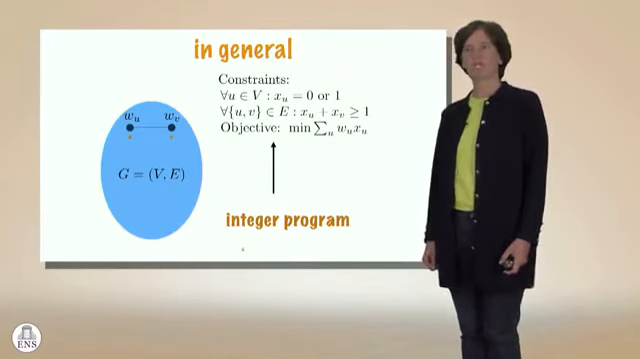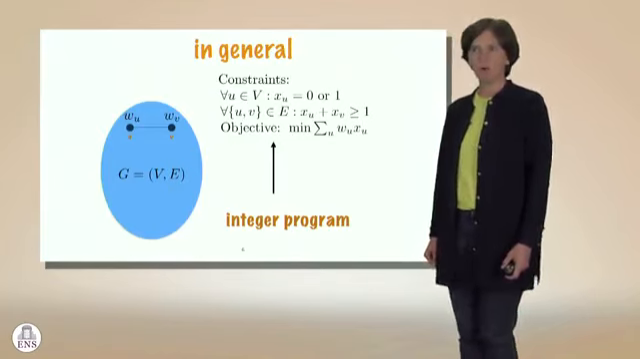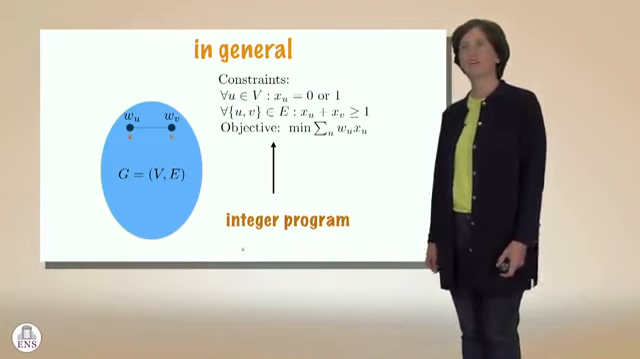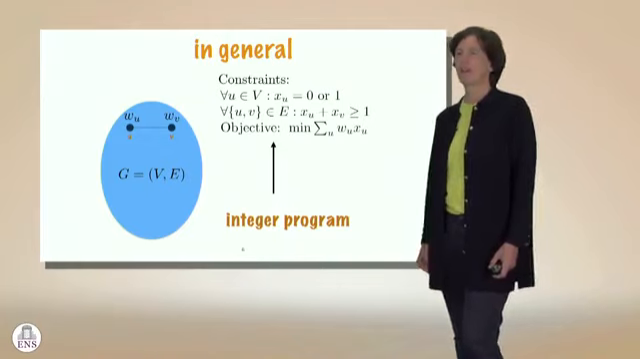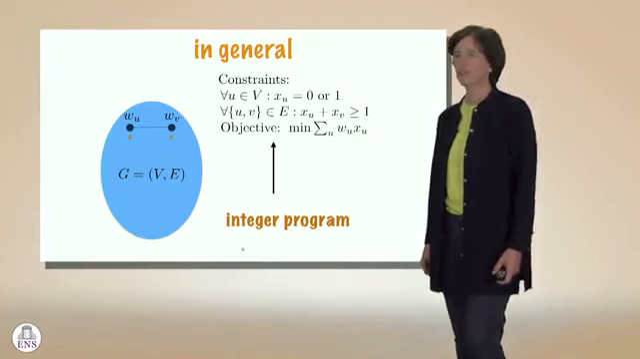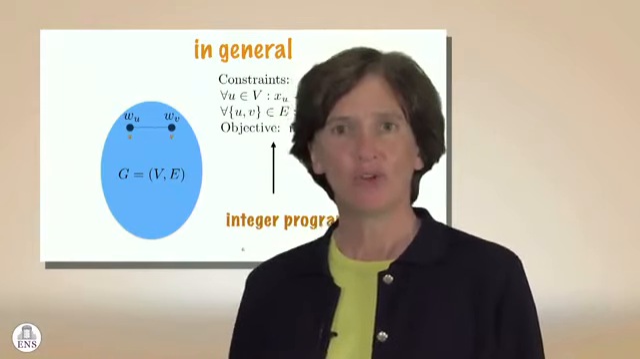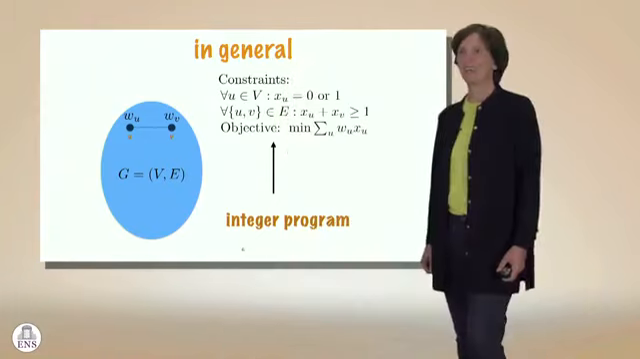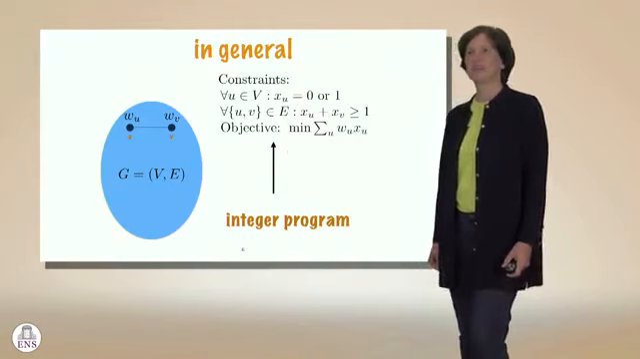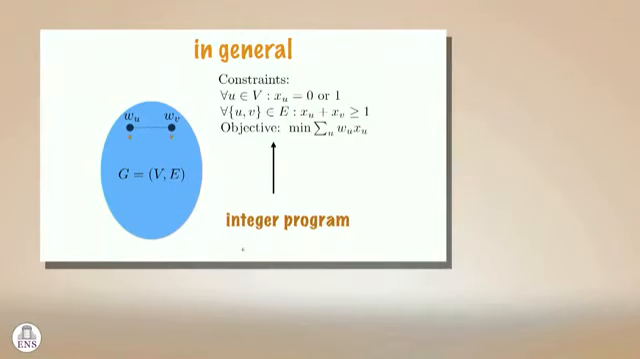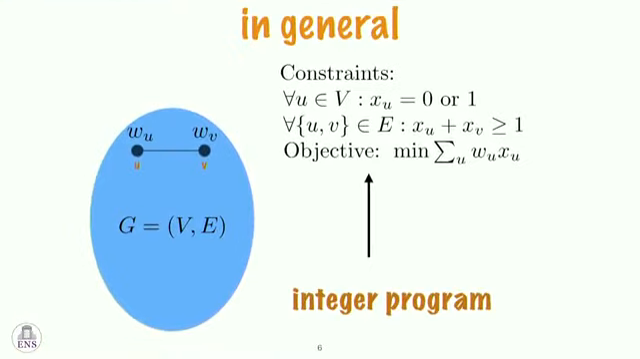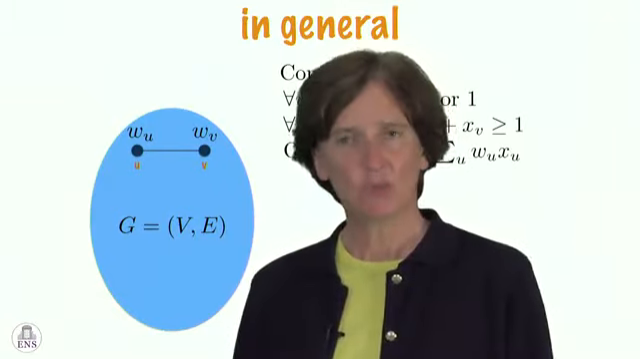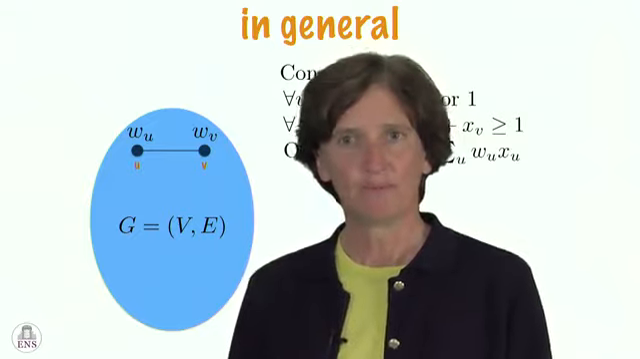In general, for a general graph, you have one variable per vertex. You have the constraint that for every vertex u in your graph, variable xu must be equal to 0 or equal to 1. And for every edge of the graph, you have the constraint that if the edge is uv, xu plus xv has to be greater than or equal to 1. Given these constraints, your objective is to minimize the sum over every vertex u in the graph of w sub u times xu. This is an integer program for vertex cover.